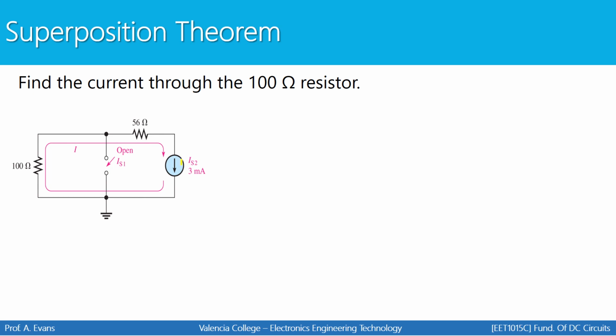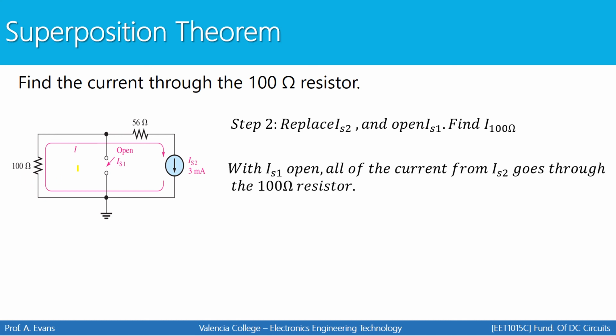Next, I'm going to put IS2 back, replace IS1 with an open circuit, and find the current through the 100 ohm resistor. In this case, the current is going to flow down and around like this. No current can take this path. That's an open circuit, so the current will not flow that way. And we can see that 3 milliamps of current is going to flow up through the 100 ohm resistor.